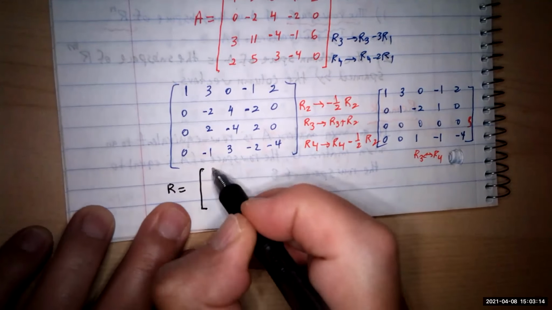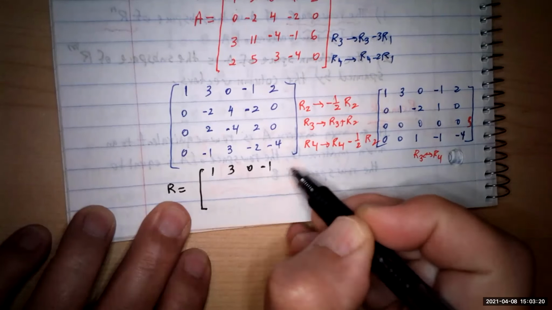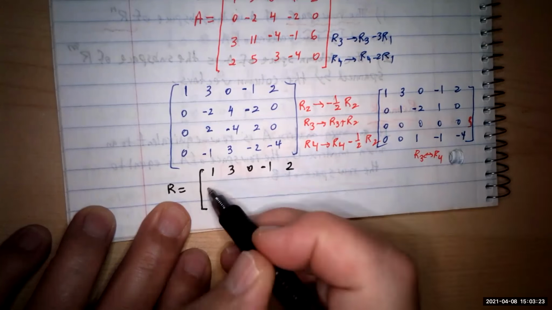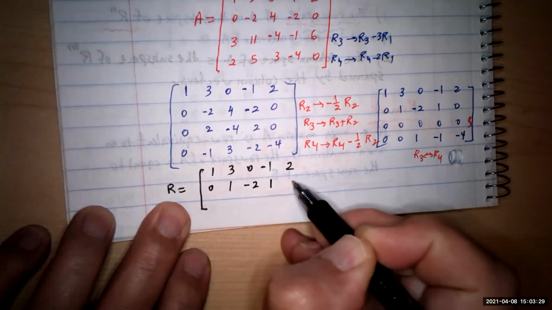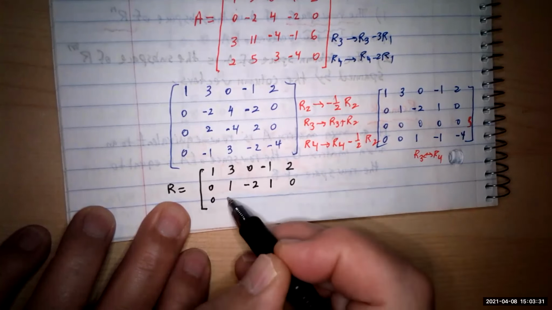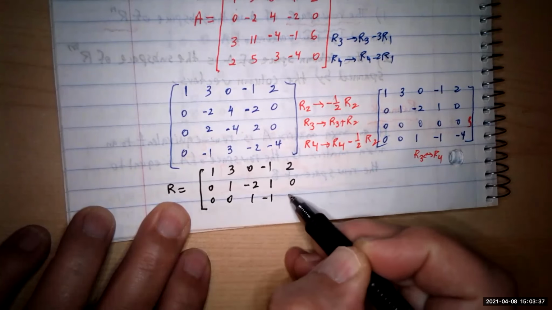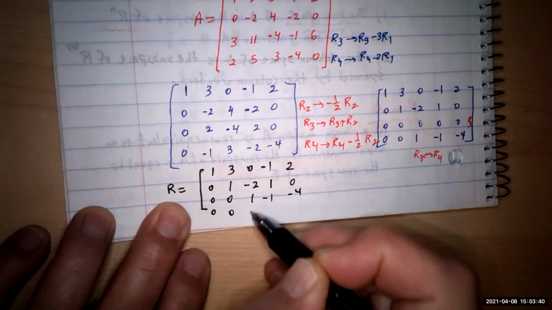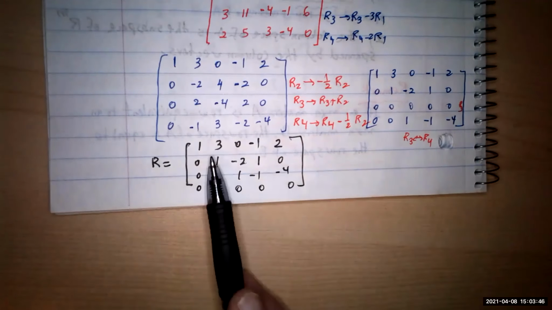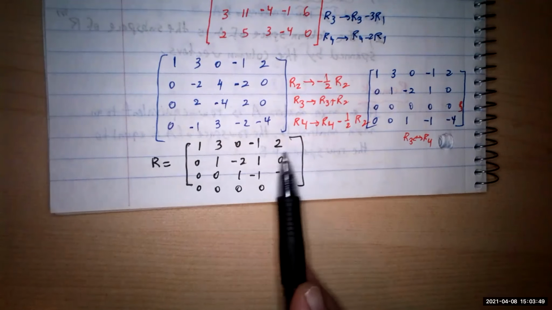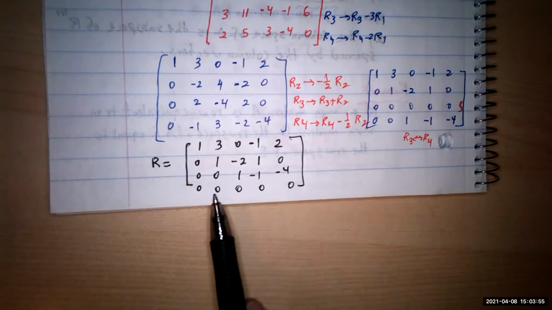So the matrix is going to be: 1, 3, 0, -1, 2. The second one is going to be 0, 1, -2, 1, 0. The next is 0, 0, 1, -1, -4, after I switch these two. And the last one's going to be 0, 0, 0, 0, 0. Okay, so I check, I start with the 1, and everything else is 0. I start with the 1 here again, and I start with the 1, and the last one is 0.